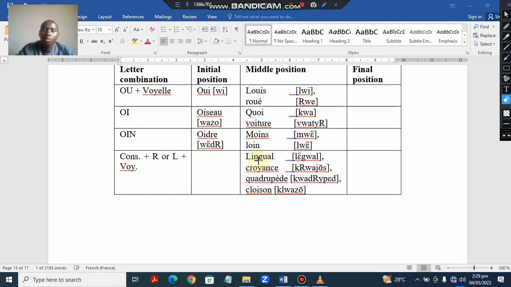They also have lingua, UA, consonant, UA, lingua. You have croyance, lingua, gua. You have croyance. Remember, for the other vowels, it's all about U and E and I, but you have U and A, which give you that wa sound. Lingua, croyance, quadruped, croissant. So these are examples. Look, study them very well.